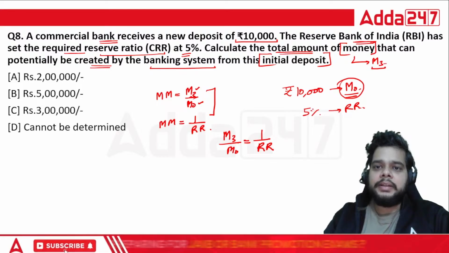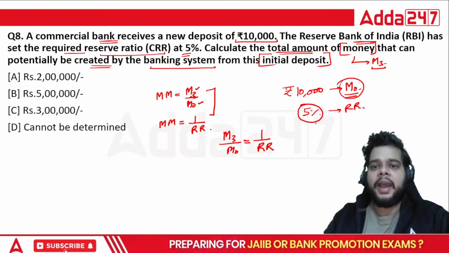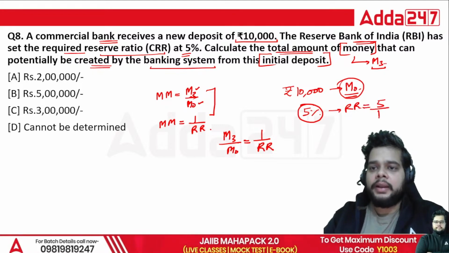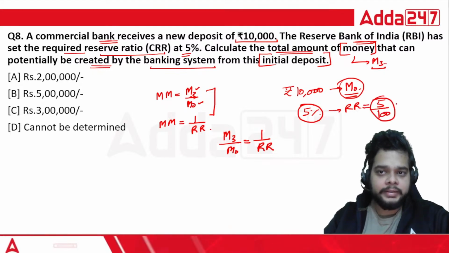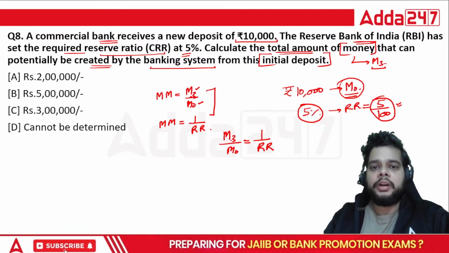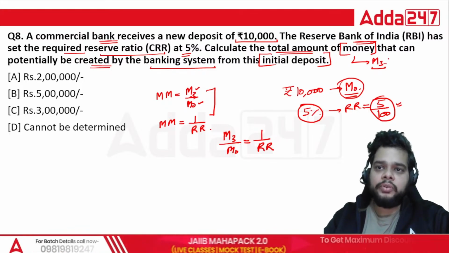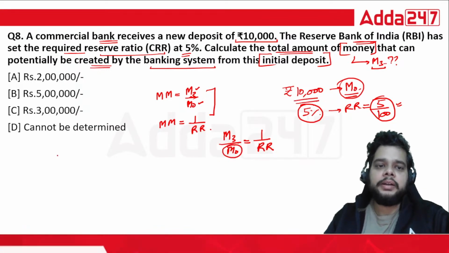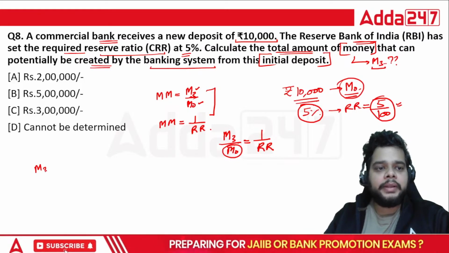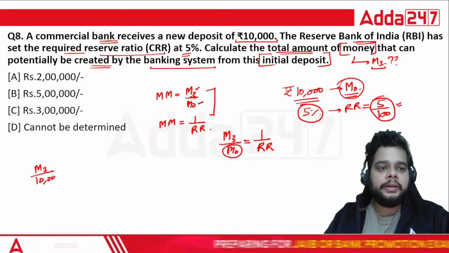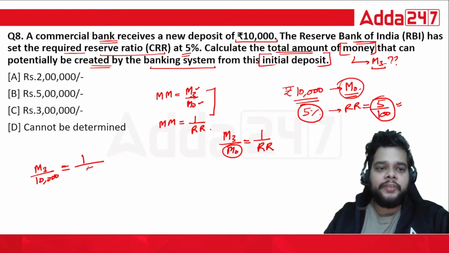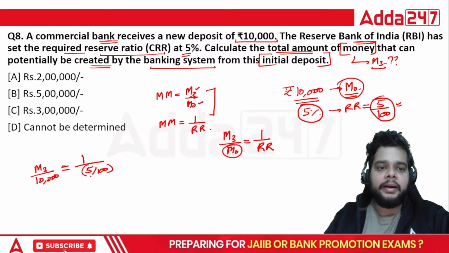And here you can see that the percentage sign is there, so we have to remove this percentage sign. How can you remove it? By dividing this by 100. So percentage sign will be removed. So this will become what? M3 is what we have to calculate, and M naught is given to be 10,000. So we will write like this: M3 divided by 10,000 is equal to 1 divided by 5 divided by 100, right? This 5 by 100 is the reserve ratio.